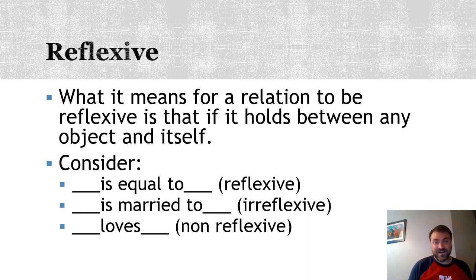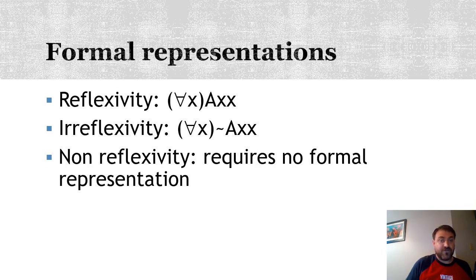It's also non-irreflexive. Okay, and so again, formal representations of those are as follows. Reflexivity is: for all x, x bears the A relation to x. That's how you say that A is reflexive. The way that you say A is irreflexive is: for all x, x does not bear the A relation to x. And if it's just not reflexive, or not irreflexive, we don't have to have a formal representation for that, but again, they're in the book if you want them.